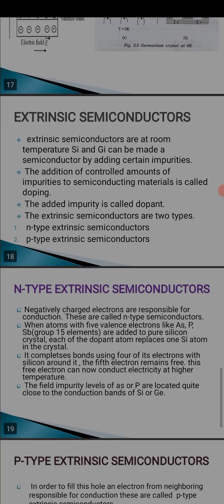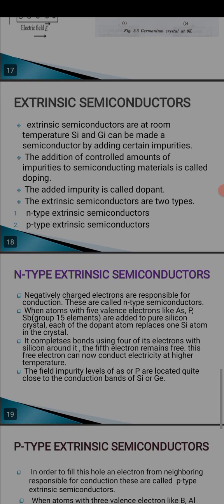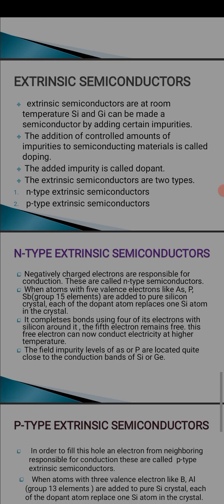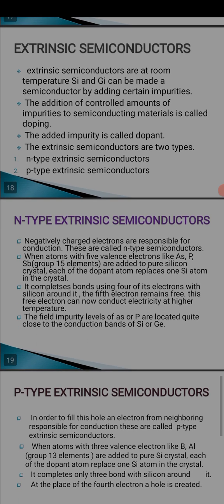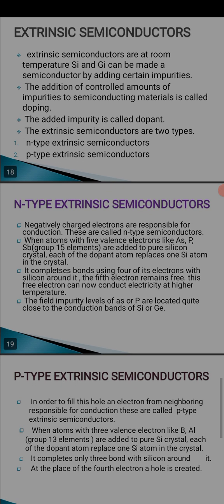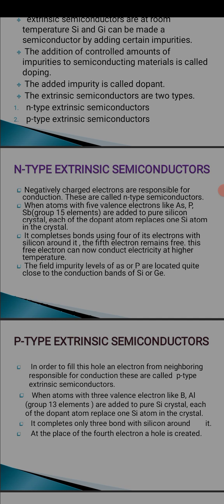Extrinsic semiconductors. Silicon and germanium can be made semiconductors at room temperature by adding certain impurities. The addition of controlled amounts of impurities to semiconducting materials is called doping. The added impurity is called the dopant. The extrinsic semiconductors are of two types: N-type extrinsic semiconductors and P-type extrinsic semiconductors.